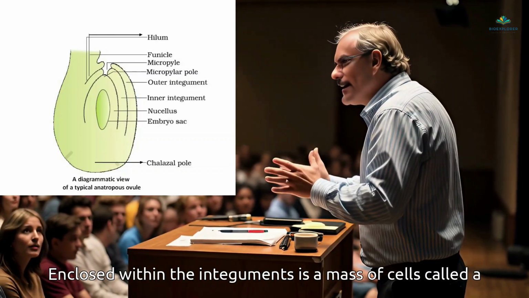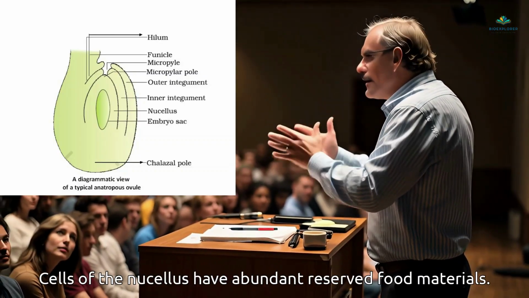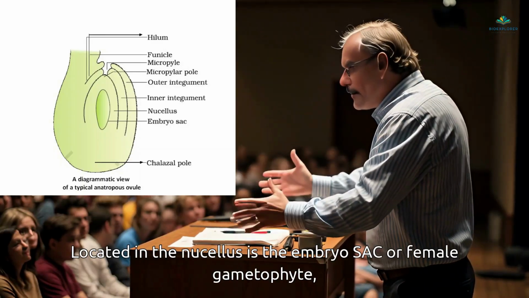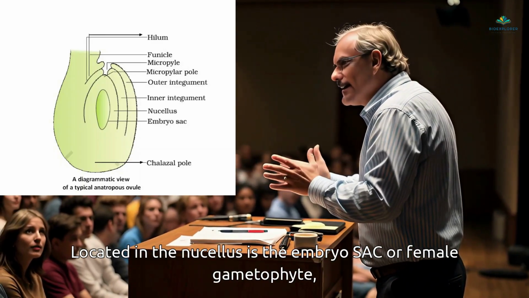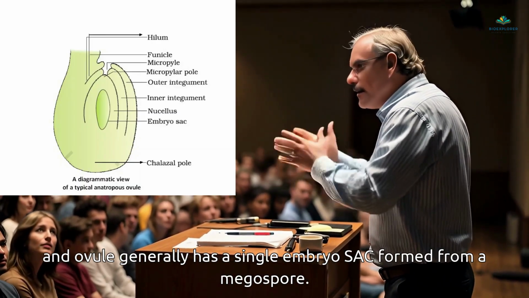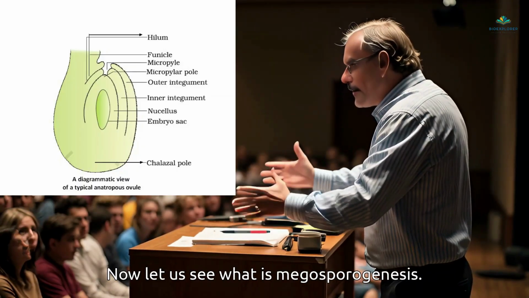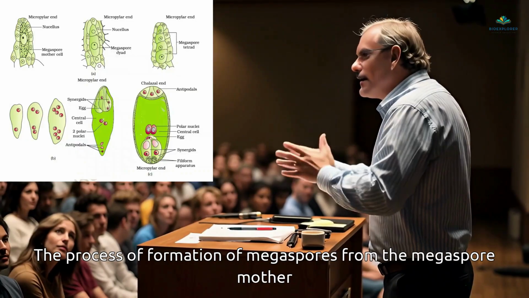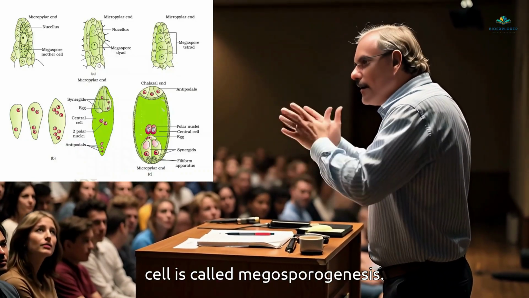Enclosed within the integuments is a mass of cells called a nucellus. Cells of the nucellus have abundant reserve food materials. Located in the nucellus is the embryo sac, or female gametophyte. An ovule generally has a single embryo sac formed from a megaspore. Now let us see what is megasporogenesis, the process of formation of megaspores from the megaspore mother cell is called megasporogenesis.